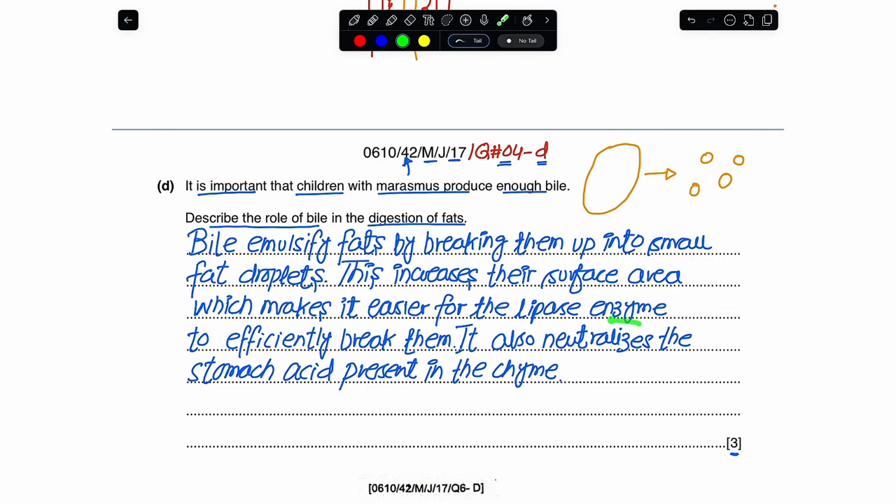So thanks partly to the bile, it would neutralize the stomach acid that would be present in the chyme, a liquefied form that enters into the small intestines from the stomach. So that would be neutralized with the help of this bile.